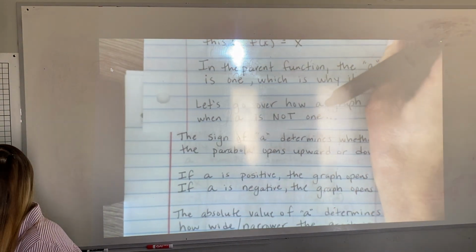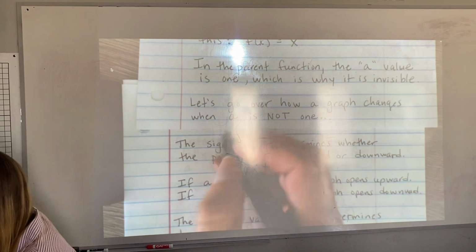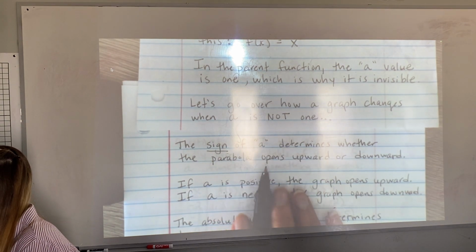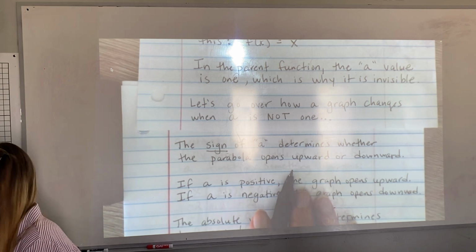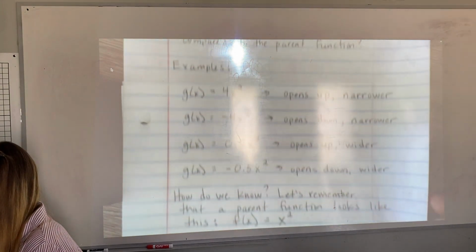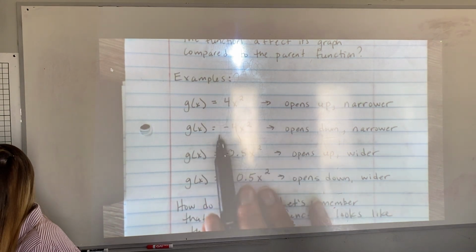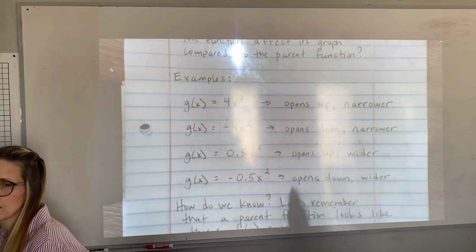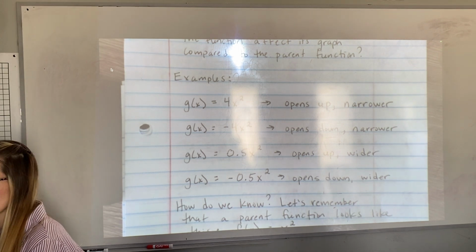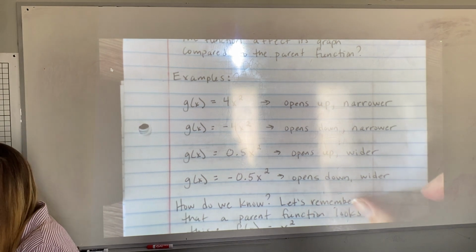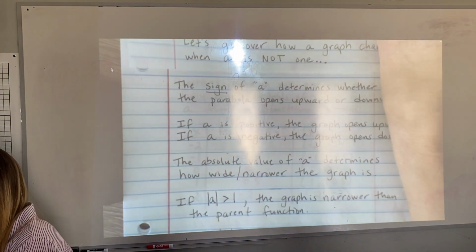So here are the cases. The sign of a determines whether the parabola opens upward or downward, as we saw with these examples. Positive opens up, negative opens down. Only the sign determines the way it's facing, up or down. Only the sign determines that.